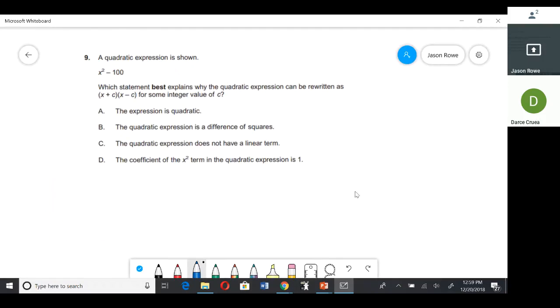All right, so we've got a quadratic expression, x squared minus 100. Which statement best explains why the quadratic expression can be written as x plus c times the quantity x minus c? Well, all of those are true, so we can't really throw anything out. But it says which one best describes it. Best describes is probably going to be something you've heard quite a bit. So I would say B.